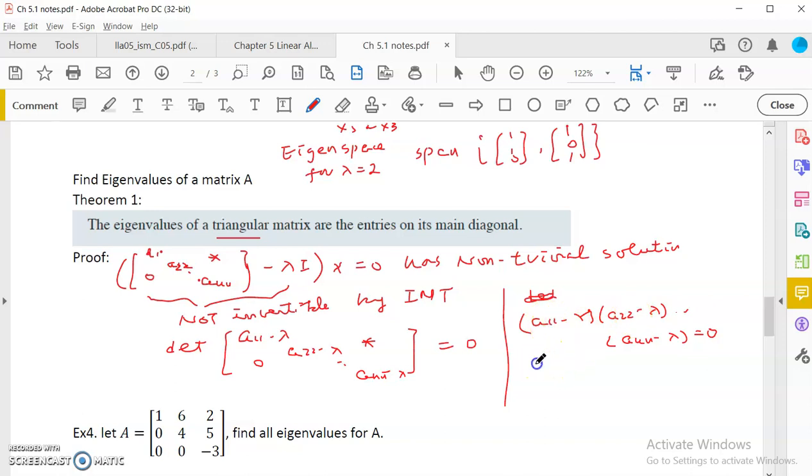That means Aii equal to lambda is an eigenvalue. You cannot have all of them not 0. One of them has to be 0. So the eigenvalues are the entries on its diagonal. And actually, any one of them equal to lambda is an eigenvalue.